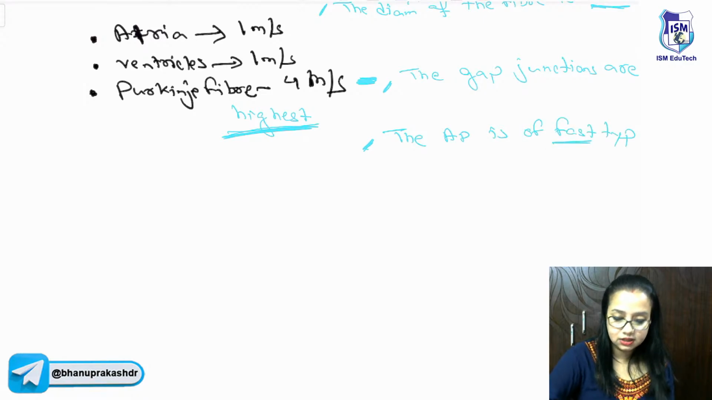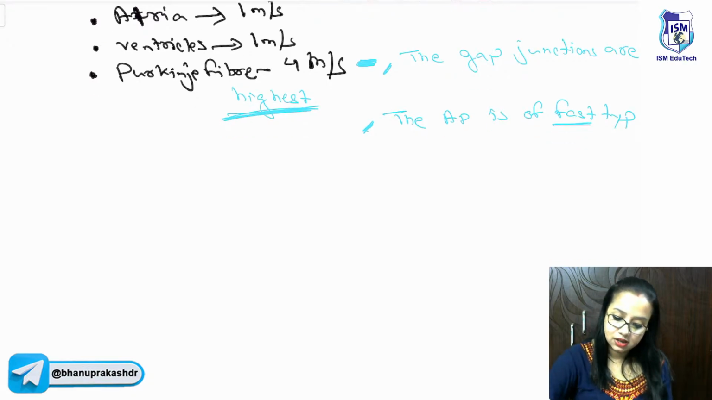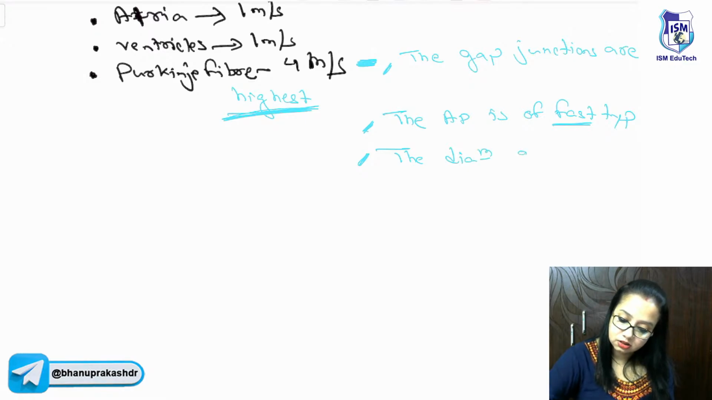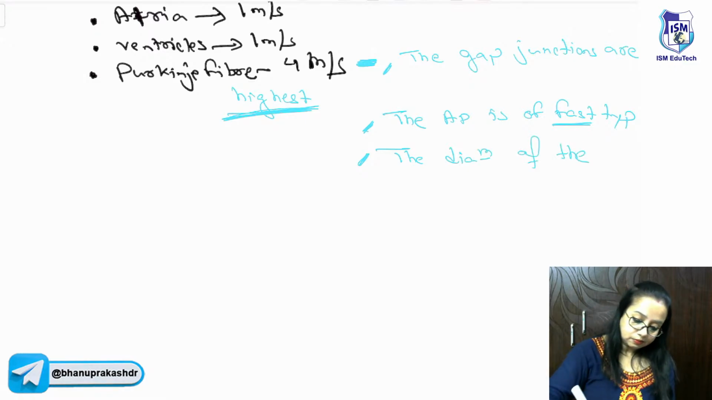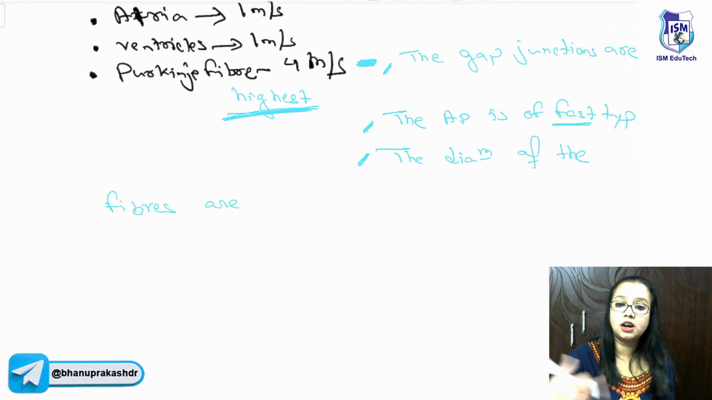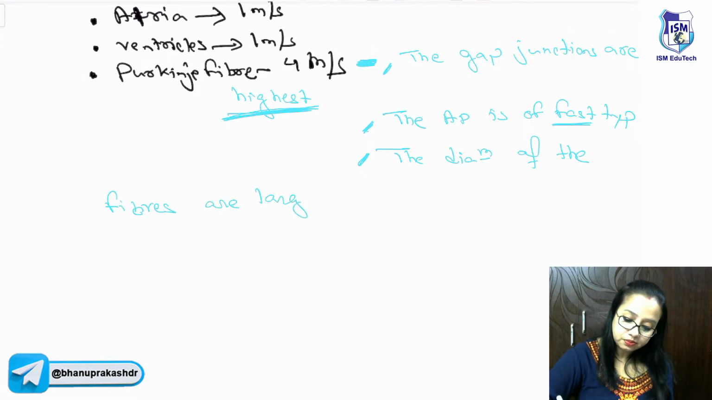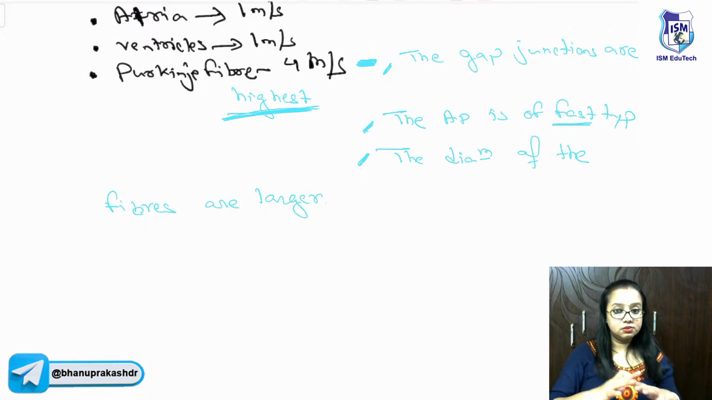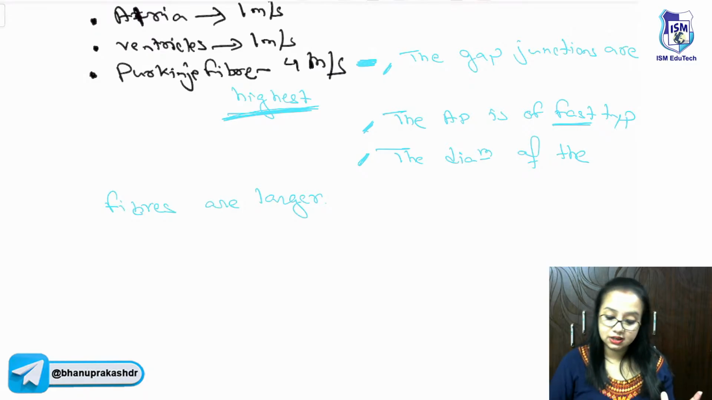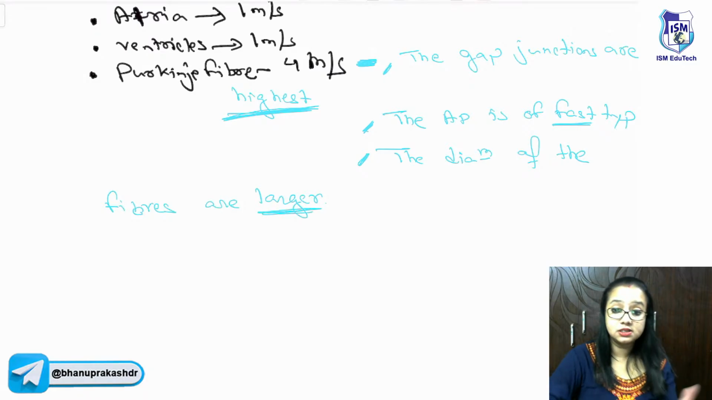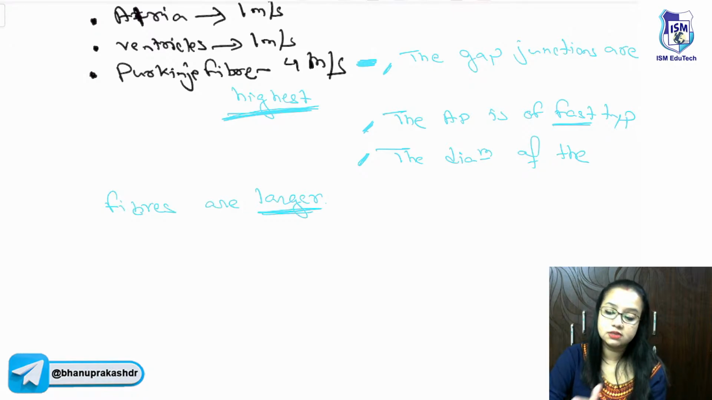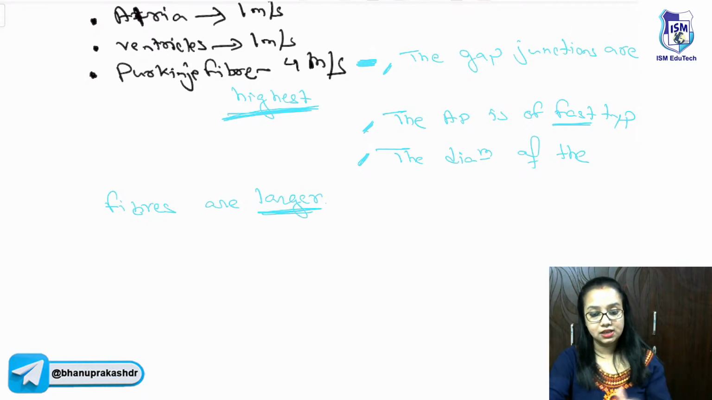That we will study in the cardiac potential, what is slow, what is fast. And also the diameter of the fibers is larger. So larger the diameter, faster is the conduction of impulse. These are the reasons which make Purkinje fibers the fastest conductor in terms of speed, and the slowest conductor is the AV node.